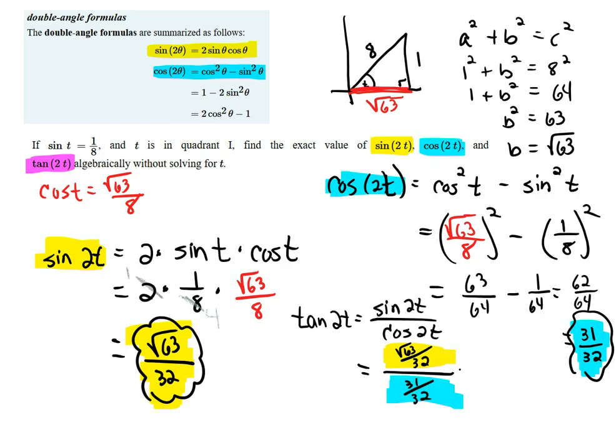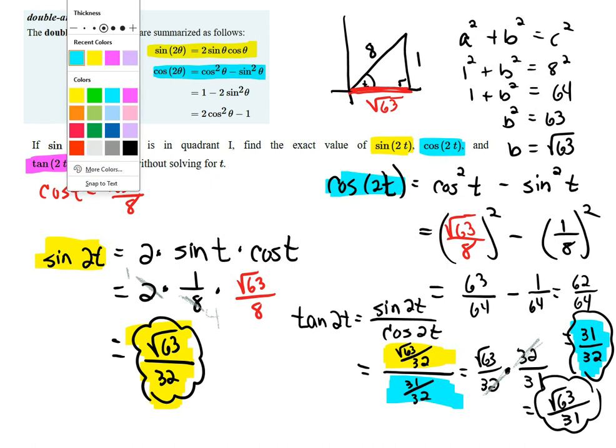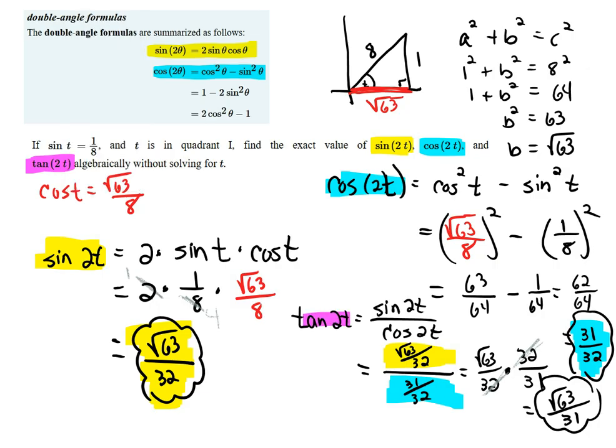I'm dividing by fractions, and when you divide by a fraction, that is the same thing as multiplying times its reciprocal. Dividing by 31 over 32 is the same as multiplying by 32 over 31, which is nice because now the 32's just cancel out, and so I'm left with the square root of 63 over 31. And that is the answer for the tangent of 2t.